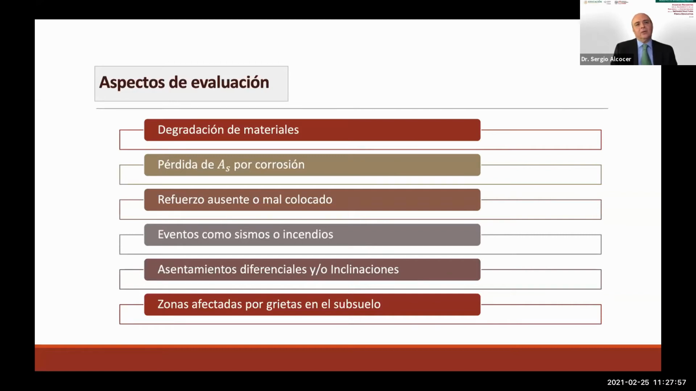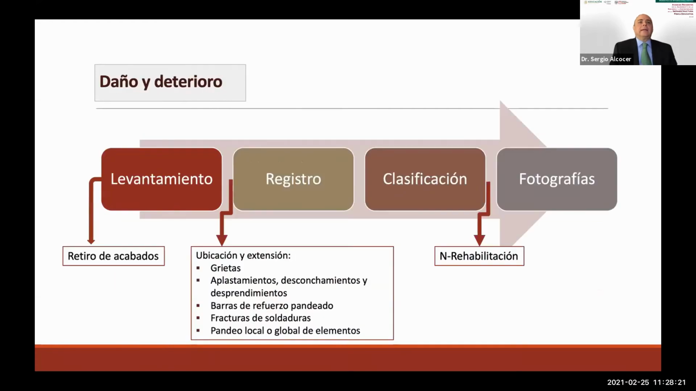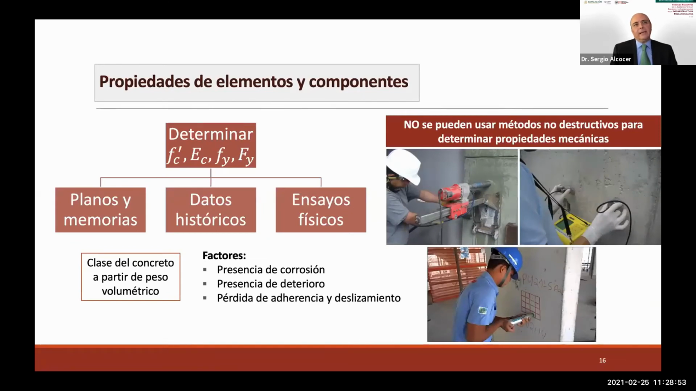In this guide, we have specific sections about the different aspects of the assessment, degradation of materials, how to consider the loss of the cross-section of a bar, which would be deteriorating the resistance of a structural element. Talking about the damage, we specify how a survey must be done, how we must record it, classify it, and what type of photographs we need to take. This was included to answer one of the concerns on the quality and competence of information, which was very heterogeneous in terms of schools and other types of buildings.